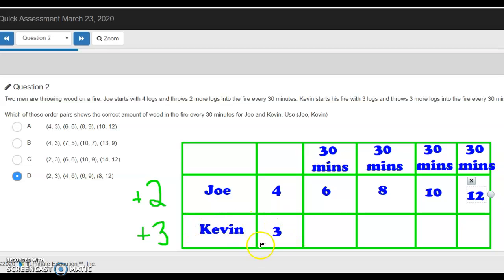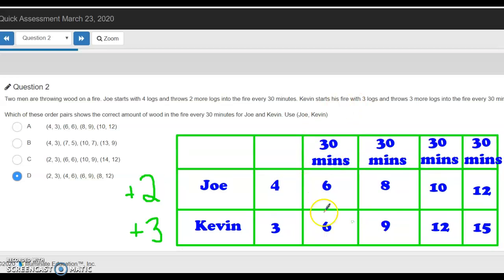Kevin started with 3 logs, and every 30 minutes, his rule is he's going to be adding 3 more. So if he starts with 3, his next one would be 6. If he adds 3 more again, his next one would be 9. If he adds 3 more, he would be at 12. And then if he adds 3 more, he would be at 15. So what we have now is we have our data in our chart that's filled out.